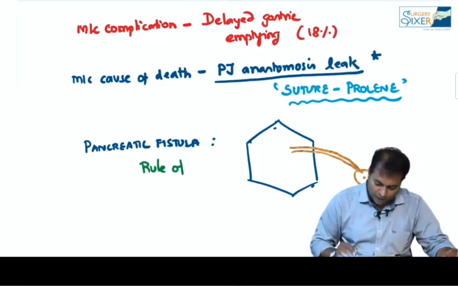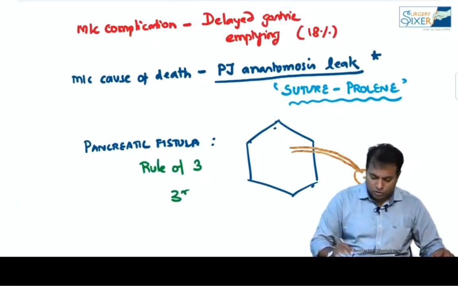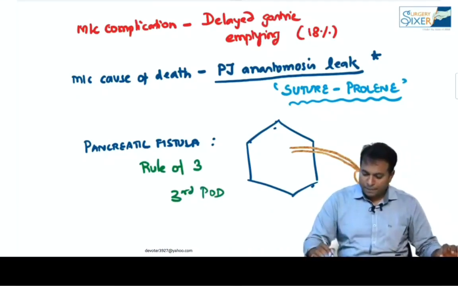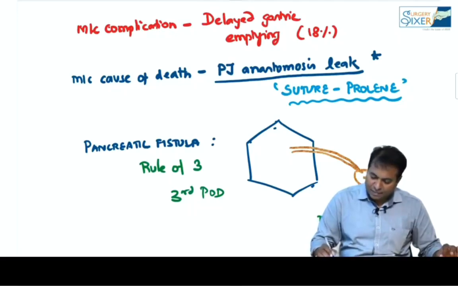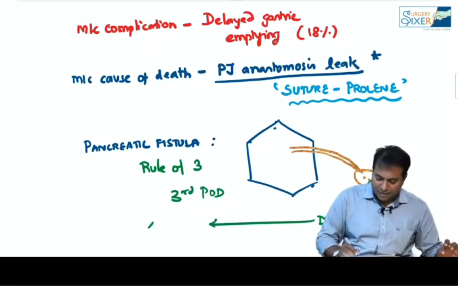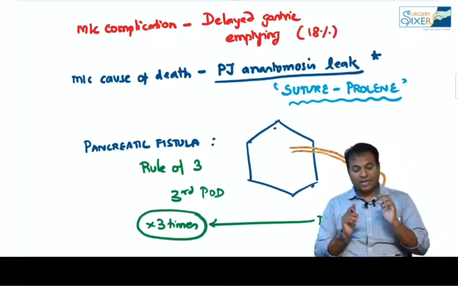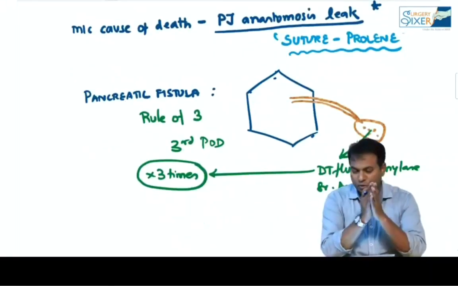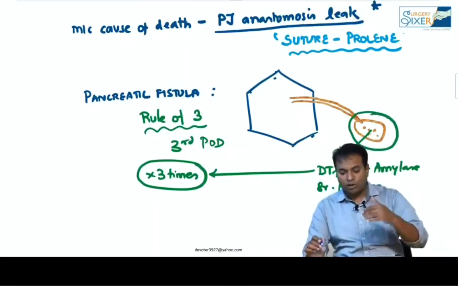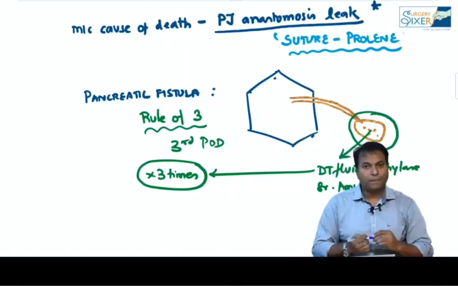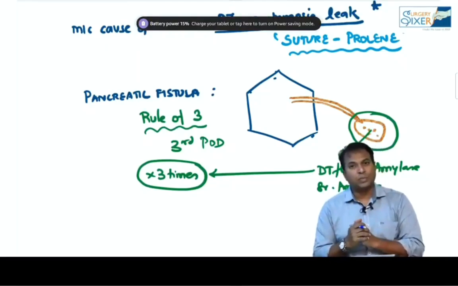Please remember the rule of 3. On the third post-op day, please don't forget, the drain fluid should be sent for amylase, and also send serum amylase. If the drain fluid amylase is 3 times more than the serum amylase, that is known as pancreatic fistula. It is one of the morbidities seen in pancreatico-jejunal anastomosis.